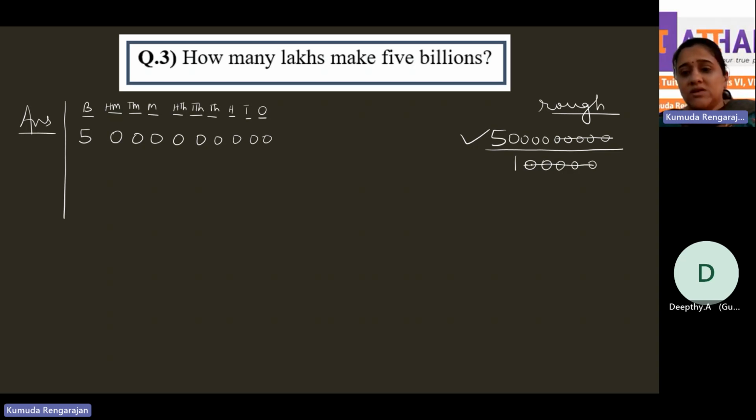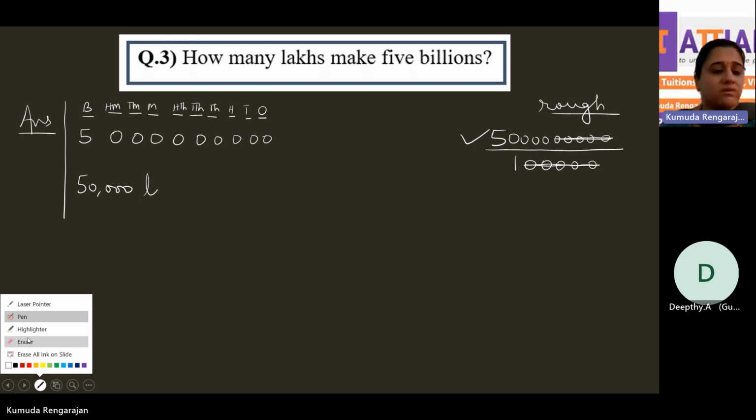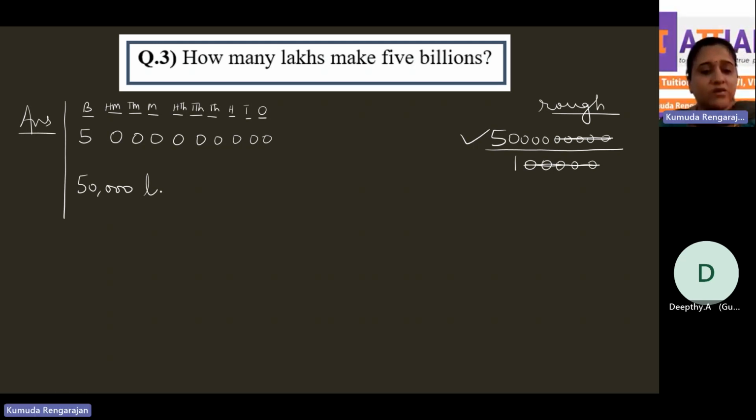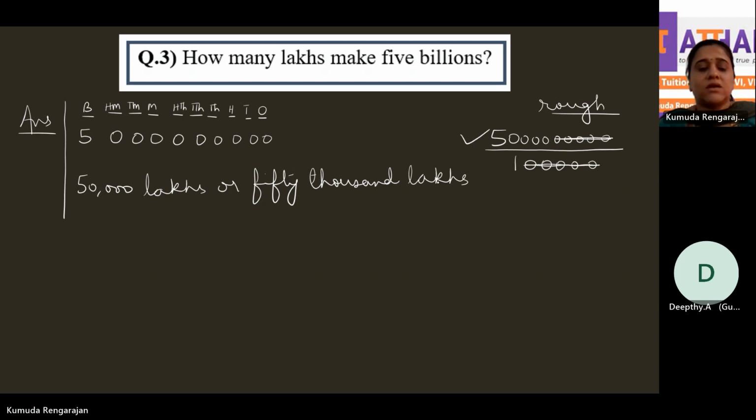Now cancel out the zeros. 5 zeros here and 5 zeros here get cancelled. And what is remaining is 50,000. So the answer to the question is 50,000 lakhs. Or you can write in words also. Okay, let me write both for you. 50,000 lakhs make 5 billions. Is this okay?